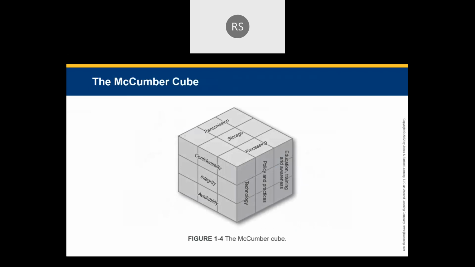The McCumber Cube. This is a framework used by information security to assess the effectiveness of security controls in protecting information assets. This was developed by John McCumber. It's often used in conjunction with risk management practices. So it does consist of three dimensions. You have your availability, your integrity, and your confidentiality.